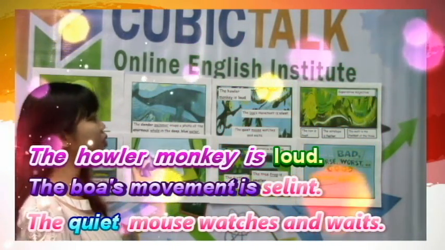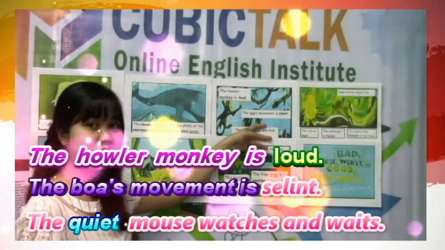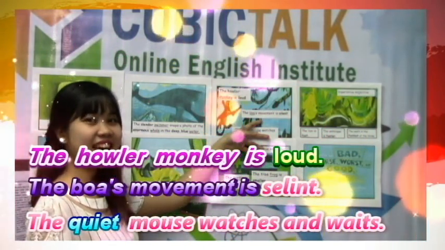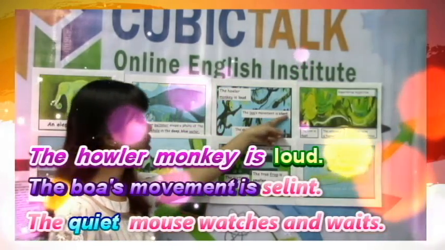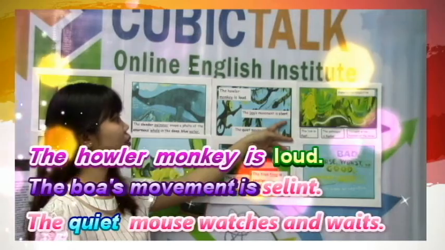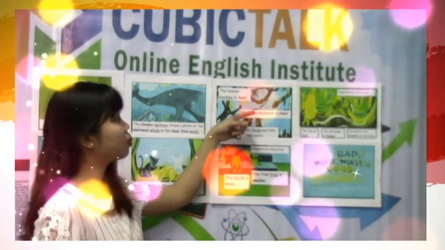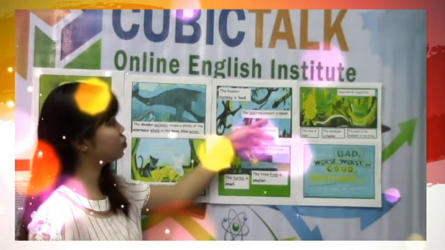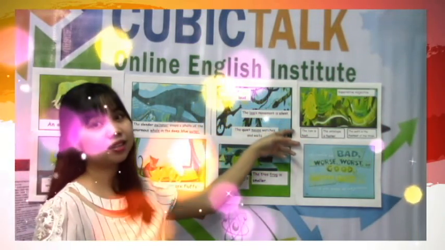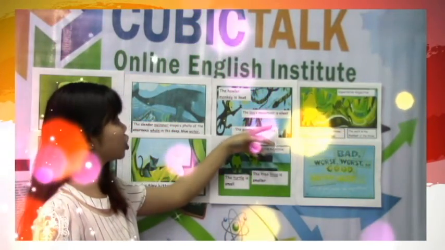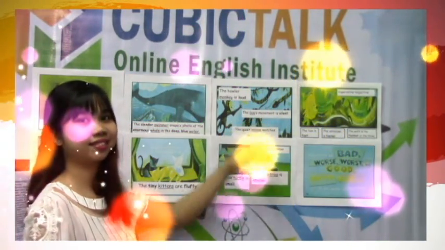There you go. What about in this one? Will you try also? Yes, exactly. Silent. This is the adjective in this sentence. It tells us how the boa's movement is. It is silent. So the word silent is the adjective which describes the noun boa.